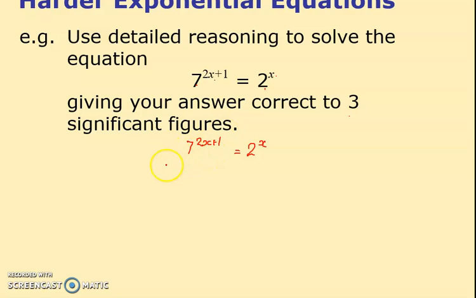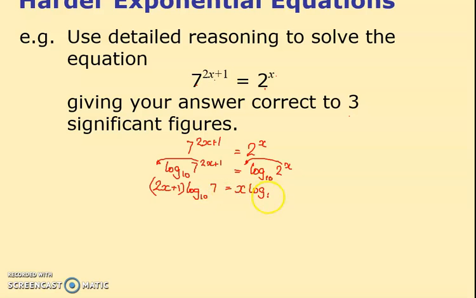So instead of that, I take logs to any base I choose, and I'm going to take it to the base 10. Of 7 to the 2x plus 1. And although in the old days I didn't have to write that 10, on these new calculators I think I'm going to have to, so I'm just going to do it. So log to the base 10 of 2 to the x. But on both of them, and this is the critical thing, I now move those powers to the front. So it gives me 2x plus 1 times log to the base 10 of 7 equals x times log to the base 10 of 2.